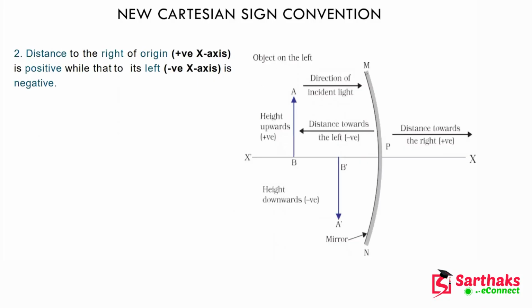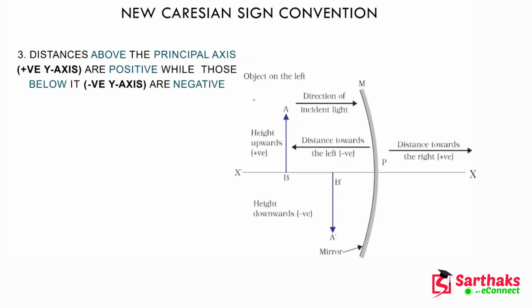Here, the same thing is written. The distances to the right of the origin are positive, while those to its left are negative. Now the third point: distances above the principal axis, the positive y-axis, are positive, while those below it, the negative y-axis, are negative. So this distance is below the principal axis; that's why it is negative, and this is positive.